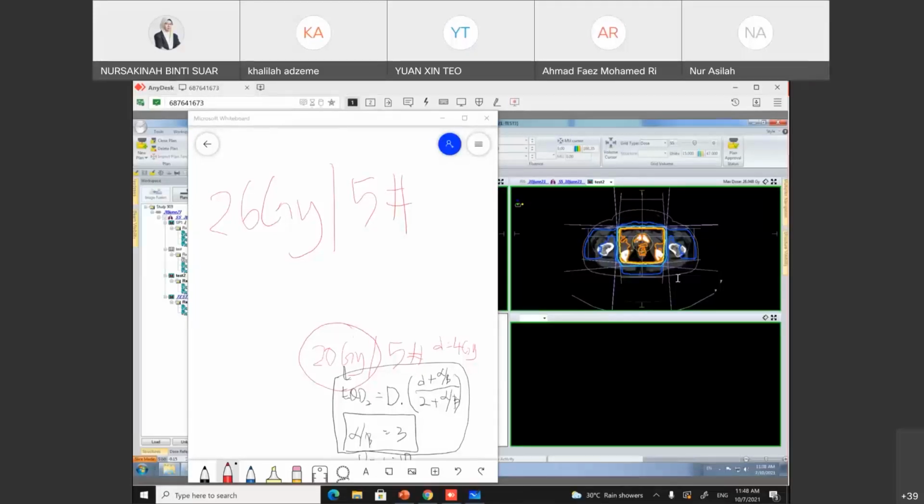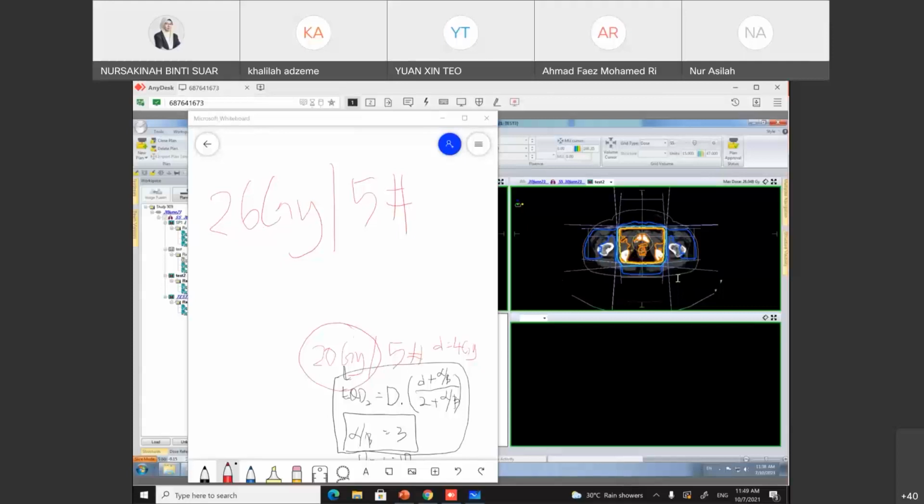The breast dose is now for the COVID pandemic. Because we want to restrict patients from visiting the hospital as much as possible, we reduce the fractions from 15 to 5, but the prescription dose is 26 gray in 5 fractions, which means one fraction is 5.2 gray compared to the previous 2.67. It's like doubling the dose per fraction. So okay, there's the answer here.